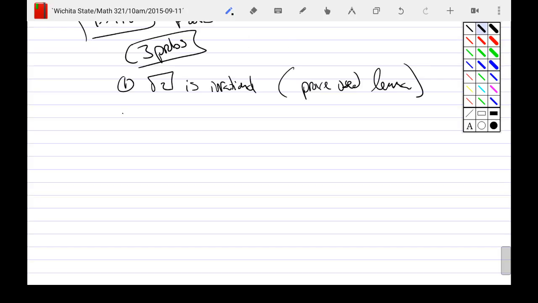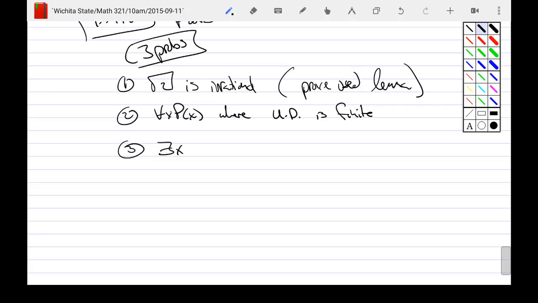The second one is going to be a for all x, P of x, where the universe of discourse is finite. We did one like that last class, like all the numbers 1, 2, 3, and 4 have this property. Plug in a 1, plug in a 2, plug in a 3. It's a proof by cases, and it's going to be algebraic. And the third is an existential proof. We have two techniques, so please be able to do a constructive and be able to do a non-constructive.